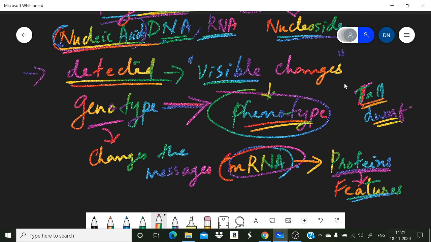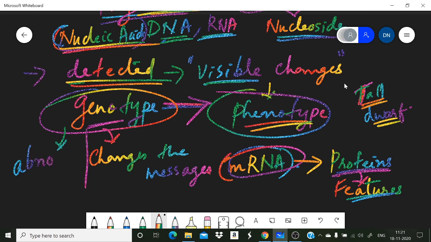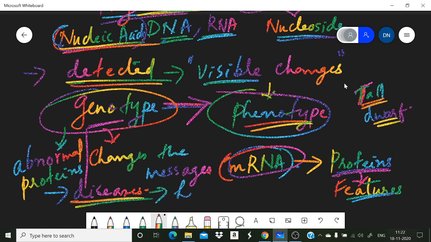And if any abnormal proteins are formed because of the alterations of the genotype, sometimes it may be harmful or sometimes it may be useful. But if it is abnormal proteins, definitely that may be harmful. If the genotype changes, that may lead to the formation of abnormal proteins in our body, and these abnormal proteins may cause diseases or disorders that may be deleterious or harmful.